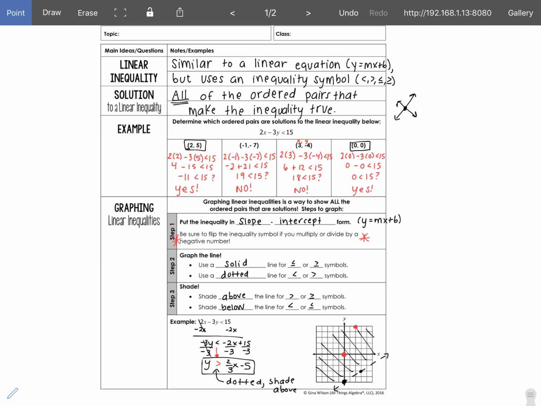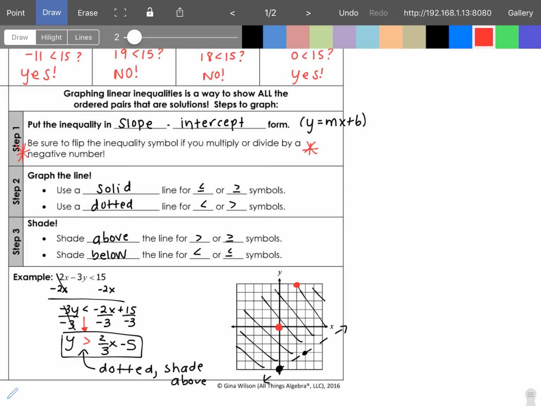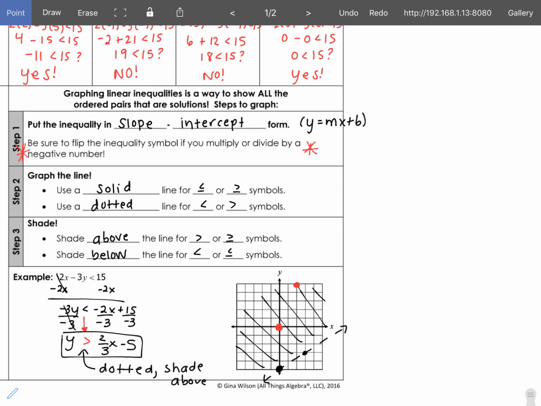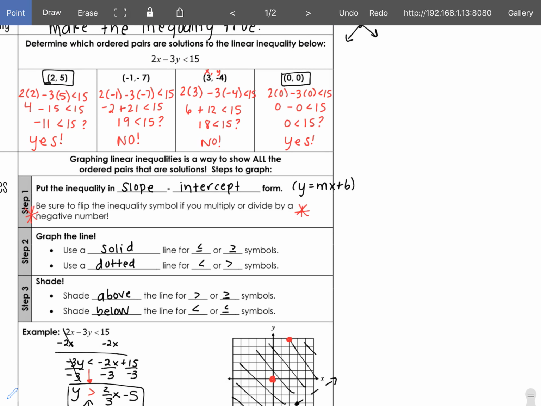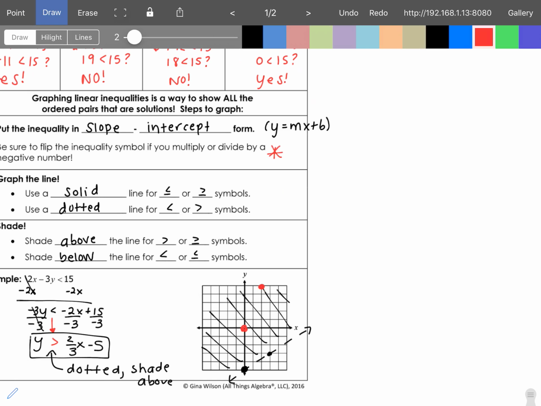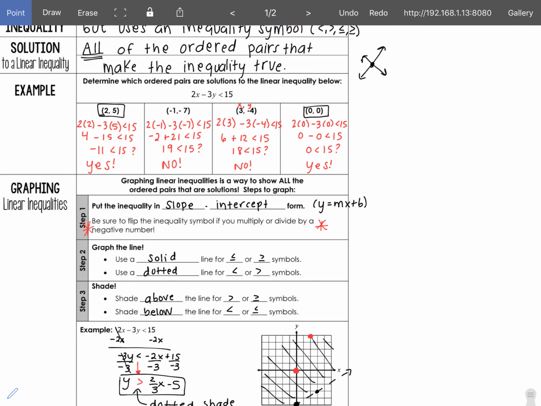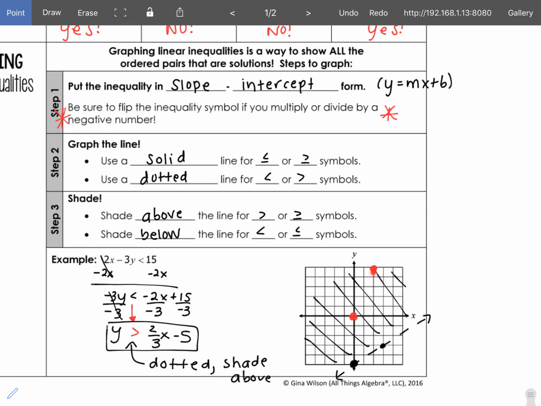But what if we plugged in -1, -7? Well, -1, -7 is like all the way down here. Do you see how that's going to be below the line? So that doesn't work. And then here, 3, -4 is also below the line. Do you see how that's right below the line? So that doesn't work. So that's what we did here when we plugged in these points. We're saying, okay, these 2 points work for this line, and we could prove it right there. It's part of the shaded part.